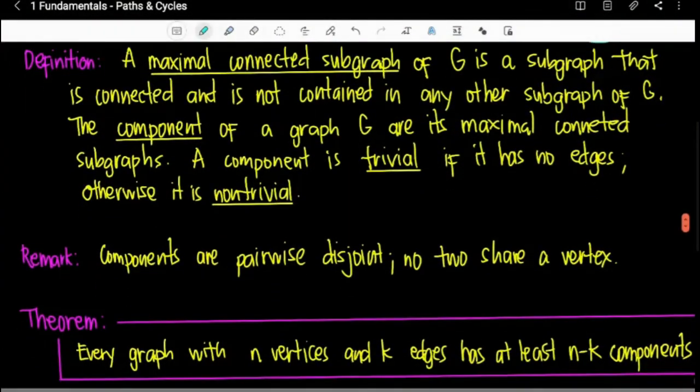The components are pairwise disjoint, meaning they don't share a vertex. Not to share a vertex.